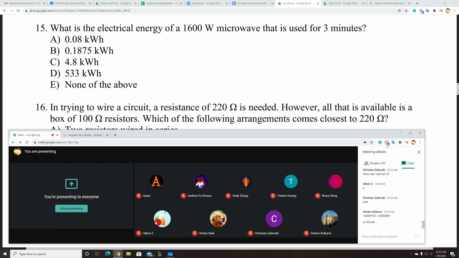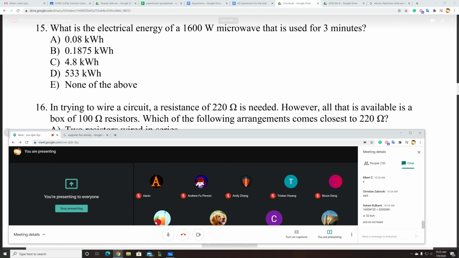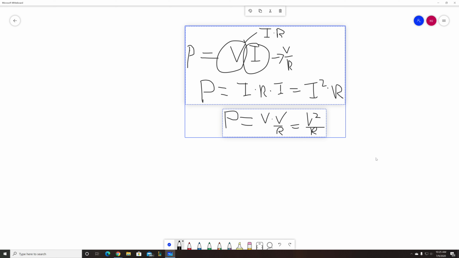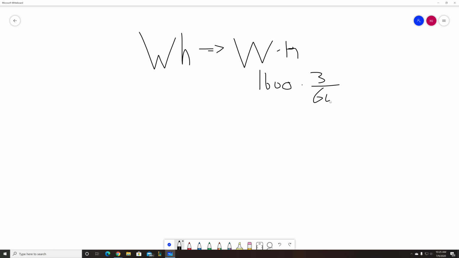Okay, I'll tell you guys this pretty simply. I don't know if you guys know this or not. Watt hours means the number of watts per hour. It literally just means multiply watts times hours. So in this case it's 1600 times 3 divided by 60. And that should get you one of the answer solutions.